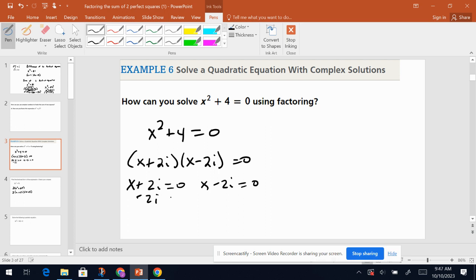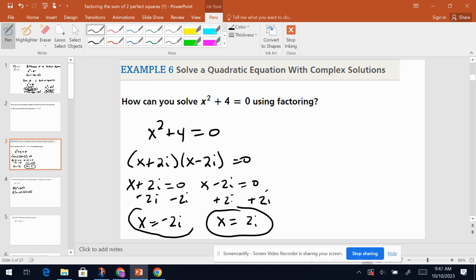So I'm going to subtract 2i. 0 minus 2i is a negative 2i. Add 2i, 0 plus 2i is a positive 2i. So my two solutions are negative 2i and positive 2i.